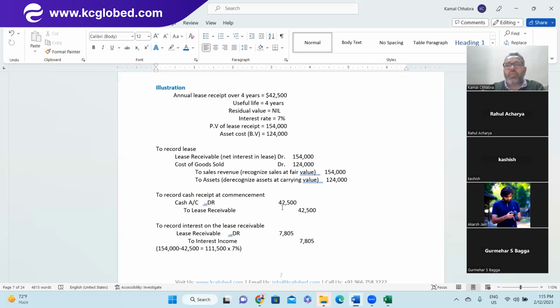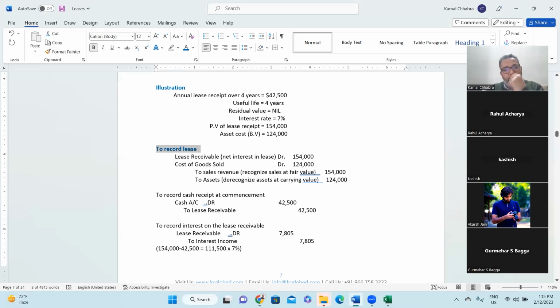So now, how do you do the accounting? First one is to record the lease. Lease receivable account debit with how much? Present value of the lease receivable, which is 154,000. Then second is the sales. So how do you generally book a sales entry? Accounts receivable to sales. Same way, here also you are booking lease receivable to sales revenue, 154, 154. Make sense?